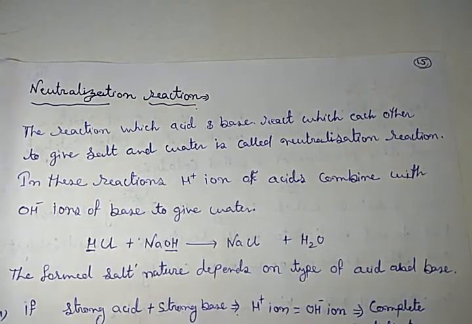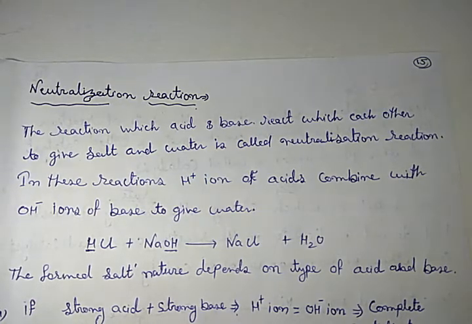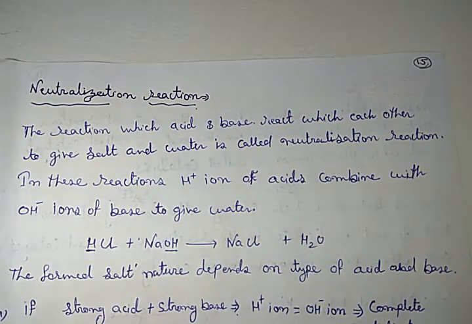Acids give H+ ions and bases give OH- ions. These H+ and OH- ions combine and make water. Since here H+ and OH- ions are used, we can say that their acidic and basic nature get neutralized. That's why this is known as a neutralization reaction.